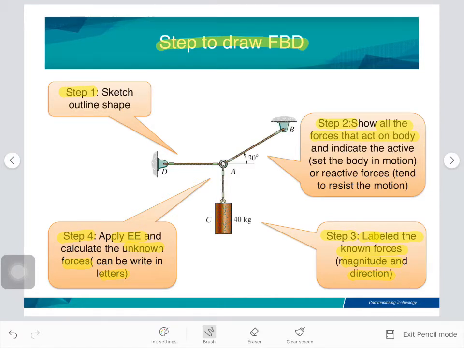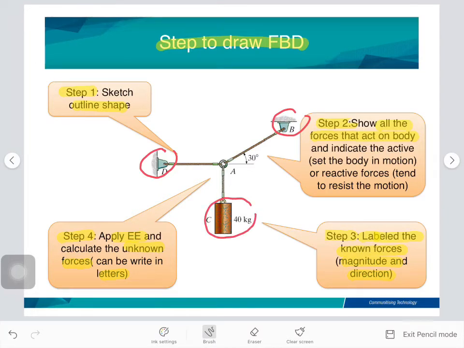Remember, the first step is to sketch the outline. Okay, number 2, show all the forces. And number 3, label the known forces. And step 4, we can apply the equilibrium equation. For this figure, we can eliminate the support reaction at B and the support reaction at D. Okay, and we don't need to sketch this weight.